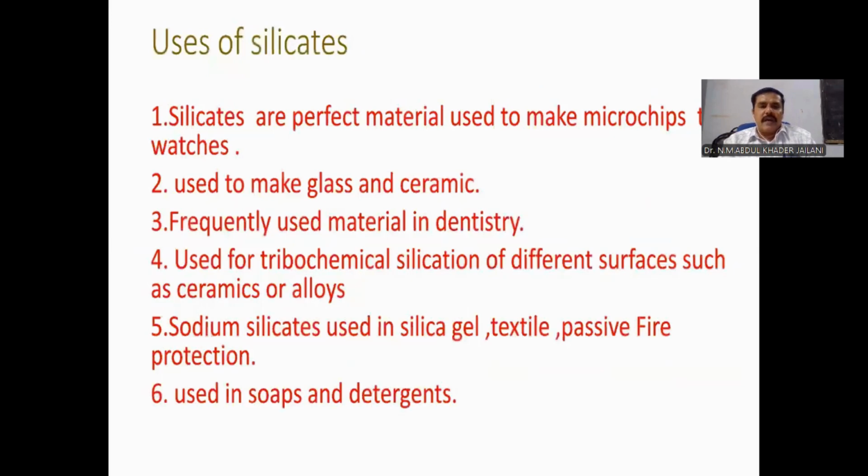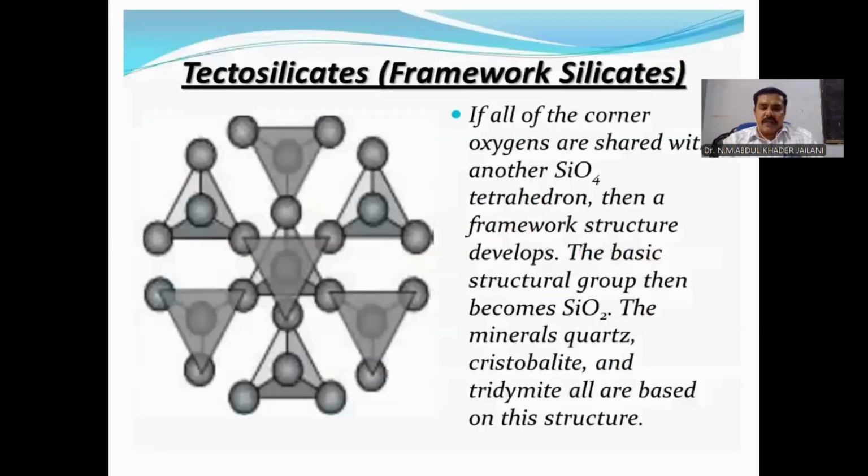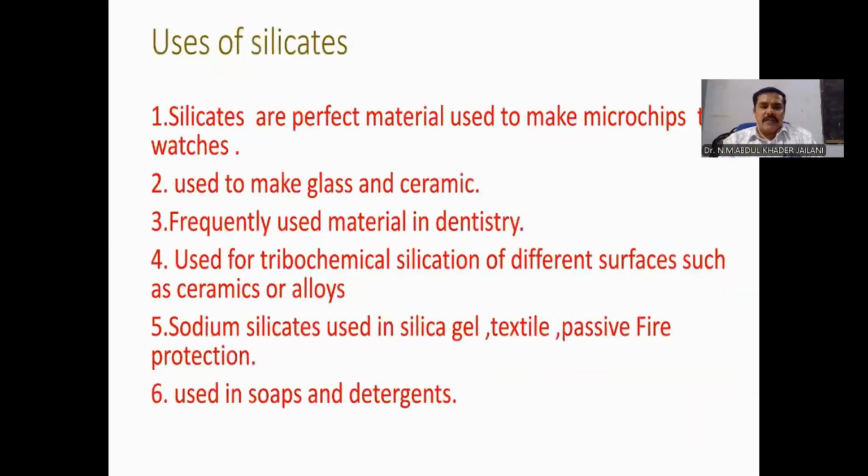So this is the classification of silicates. As I already mentioned, silicates are used in the glass and cement industry, and also in soaps and detergents, the textile industry, and the fire protection industry. There are a lot of uses of silicates. That's why we are studying the silicates.